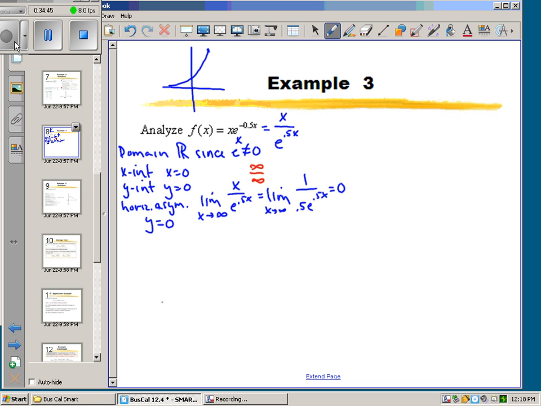Now, sometimes these exponential functions actually have different horizontal asymptotes on the two ends. Toward minus infinity here, but we'll come back and look at that later if we need to. Vertical asymptote. The denominator is never zero, so there are no vertical asymptotes.